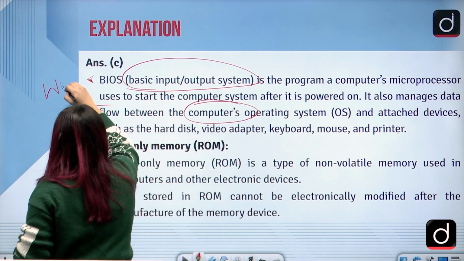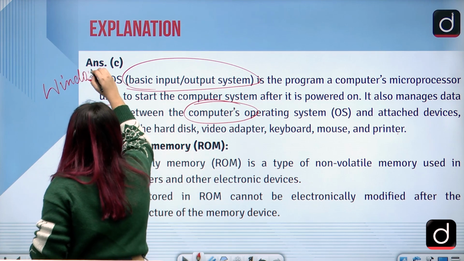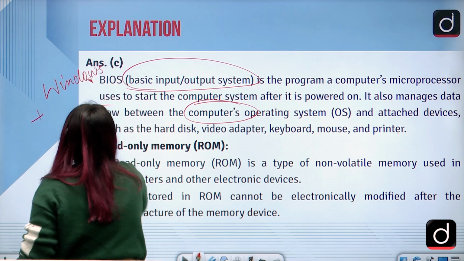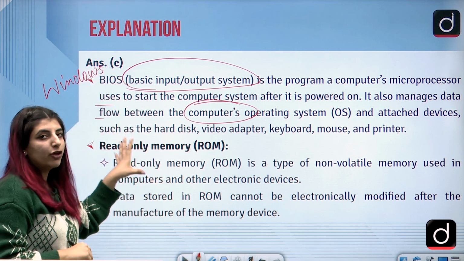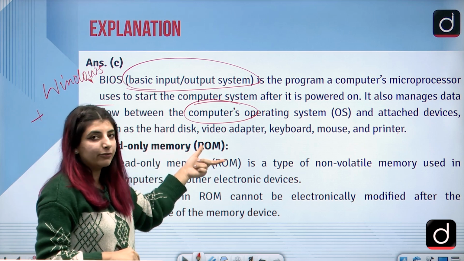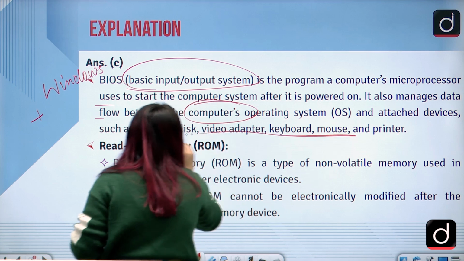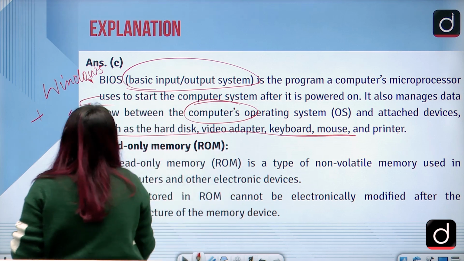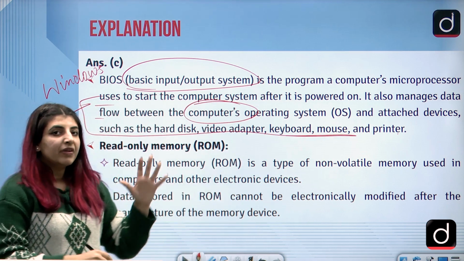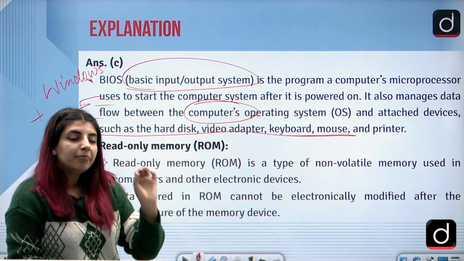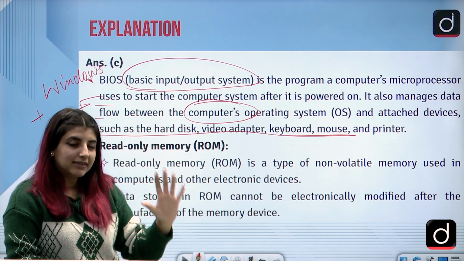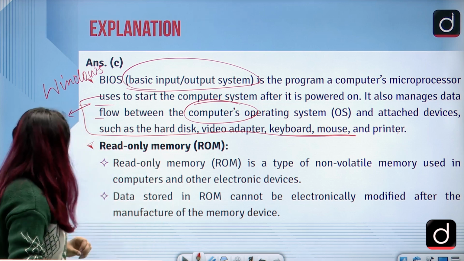for instance, we have Windows, and the other devices which are attached to the Windows or the operating system. For instance, the hard disk, the video adapter, the keyboard, mouse, etc. How they are going to function along with the computer system. That is what the basic input output system does, and that is loaded from the ROM.